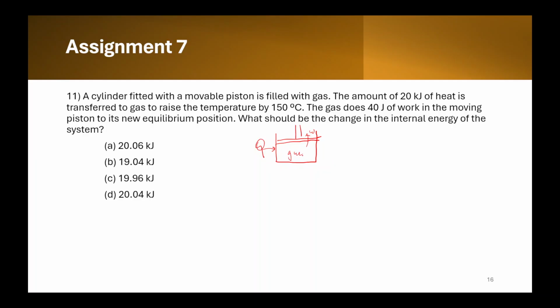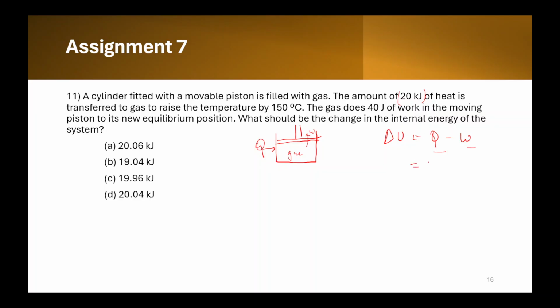So basically, heat is being provided to this gas, and the atoms in the gas get excited, and because of that, it will do some work on the piston to reach its new equilibrium position. So what should be the internal energy of the system? There is no mention of the kinetic energy, no mention of the potential energy, no mention of the PV work. So we get the relation delta U is equal to Q minus W. We know Q, we know W, so we can find the change in internal energy. So keep in mind the units.